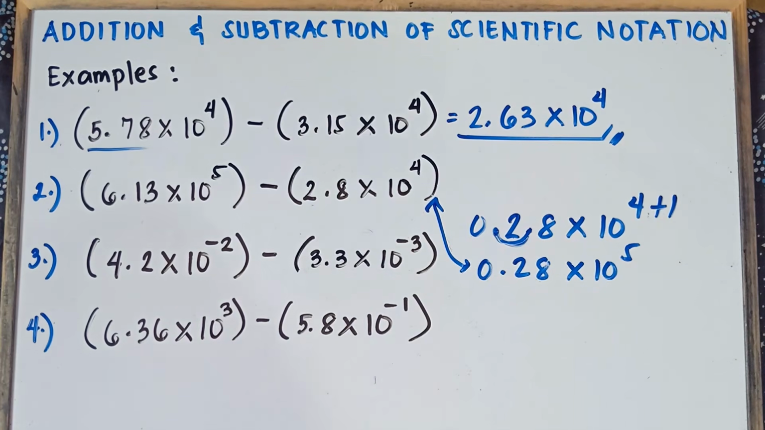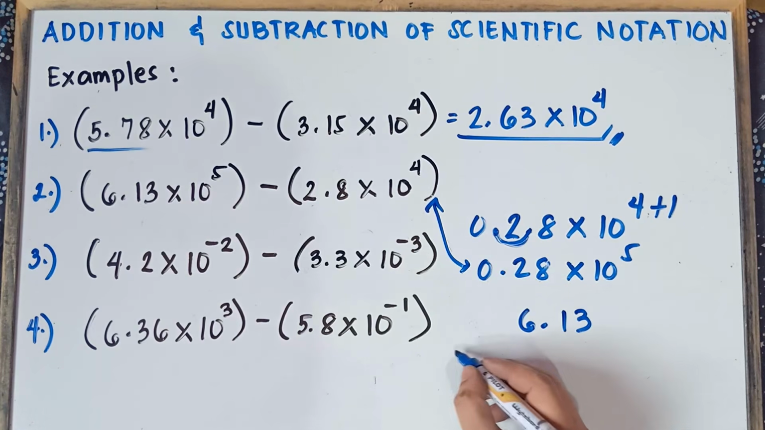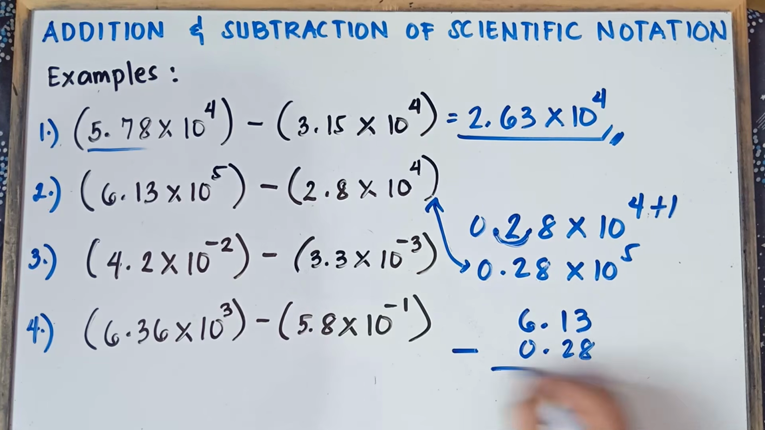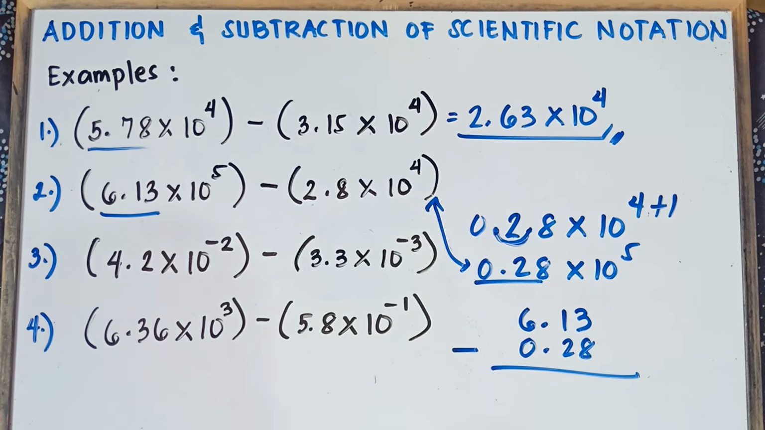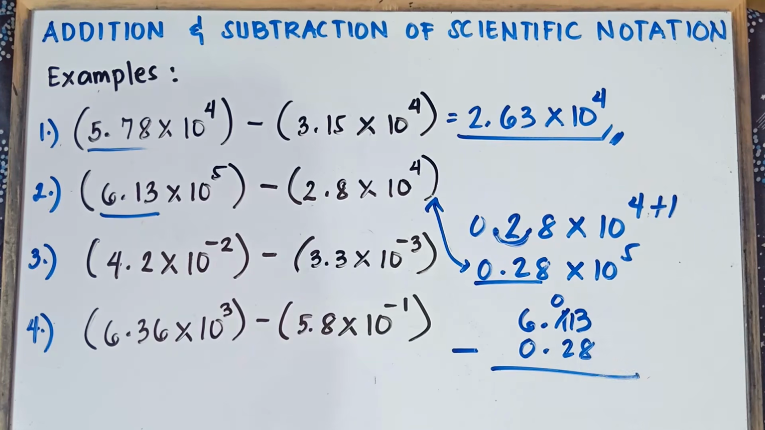Alright, so simply subtract the decimal number. So we have 6.13 minus this one, 0.28. Once again, class, 6.13, this one minus this one. So 6.13 minus 0.28. Alright, so 3 minus 8, that cannot be. We borrow 1. This 1 becomes 0. This 3 becomes 13. 13 minus 8. What's the answer, class? That's correct.